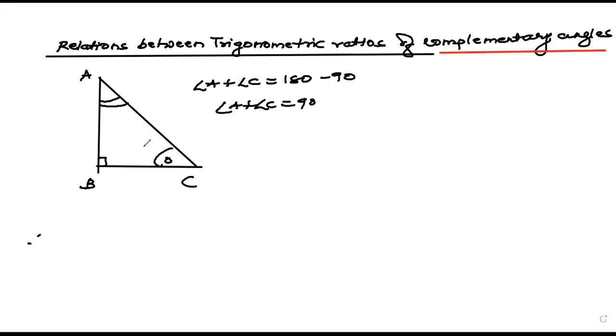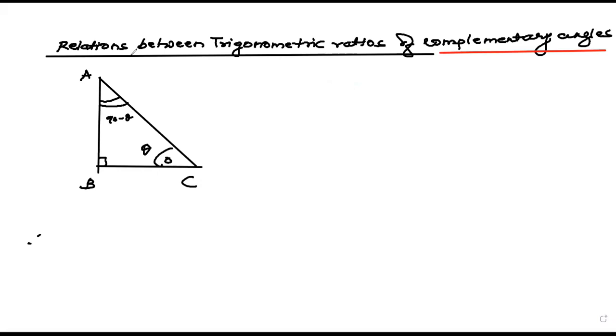So if I take one of them as theta, what will the other be? If I take angle C as theta, then angle A is 90 minus theta. Remember, in a right angle triangle, if one of the acute angles is theta, the other one will be 90 minus theta.